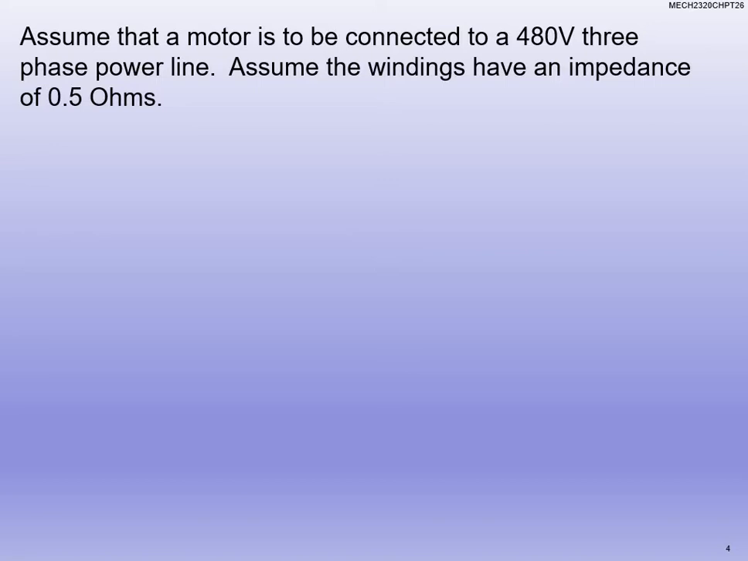Assume the motor is to be connected to a 480 volt three-phase power line, and we're going to assume the windings on the stator have a 0.5 impedance. So if we look at the phase voltage here, we're going to take 480 divided by 0.5. That gives us 960 amps. Right now we're going over being connected in delta. So this is a delta connection right here.